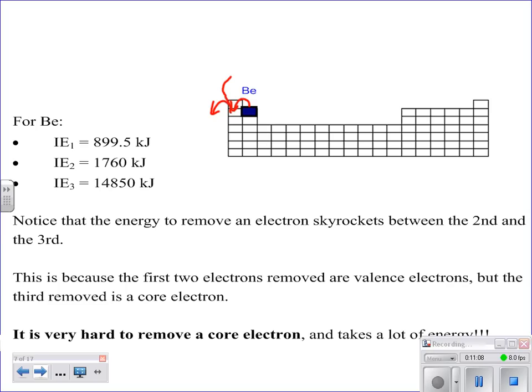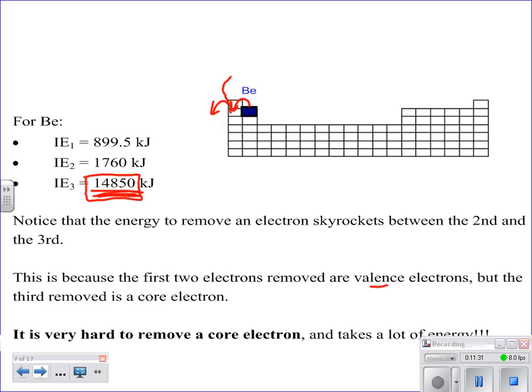But then to grab that third electron, trying to grab an electron from a noble gas configuration is going to be tough. Takes lots of energy because it's coming from those core electrons. We've already removed those valence electrons. So you should be able to figure out where that big jump is going to be. So this will help you with this.